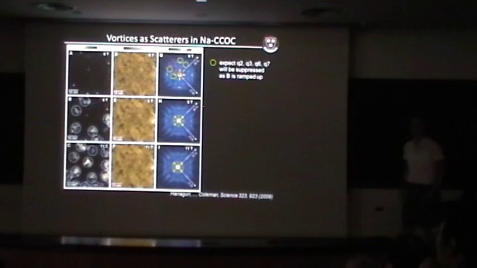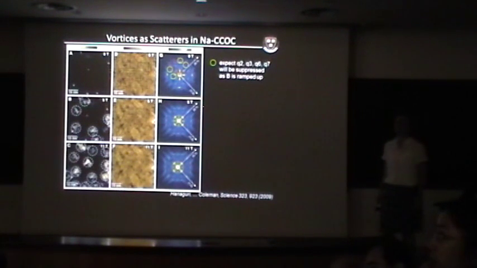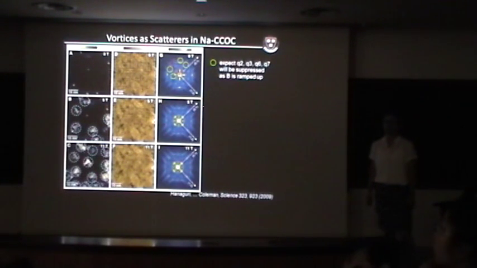Jenny, yeah, question. So far you talked about point scatterers. When I go to the vortex, that's roughly a scatterer of the size of the coherence length, and these are fairly strongly correlated, so the coherence length is a few times the lattice spacing, so the corresponding Q is a good fraction of the Brillouin zone. So does that change the way I should think about these interference patterns?